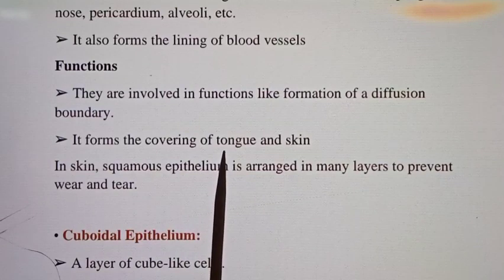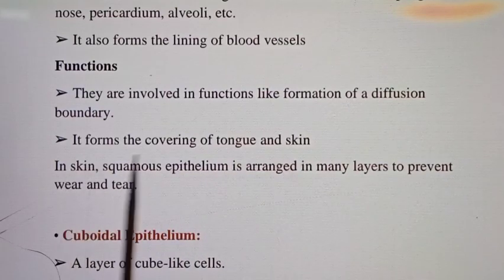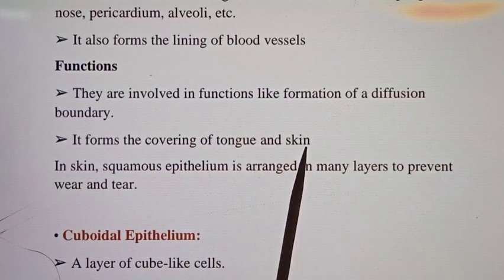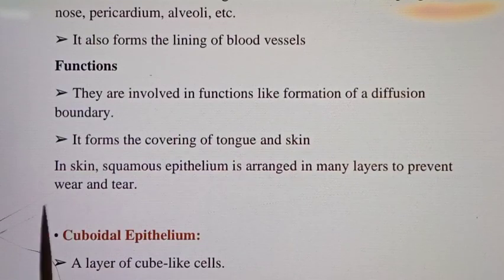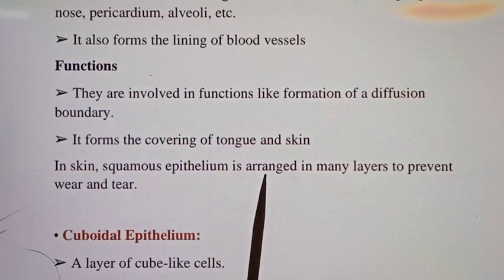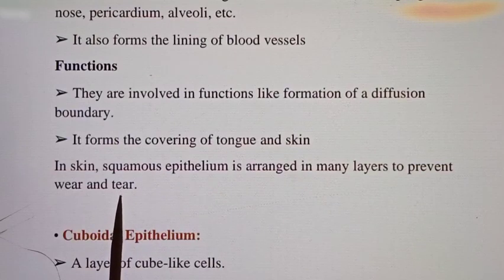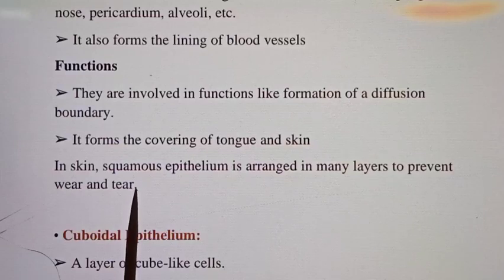It forms a covering of the tongue and skin. That means it is both simple squamous as well as compound squamous epithelium, also known as stratified epithelium. In skin, squamous epithelium is arranged in many layers to prevent wear and tear, which protects the skin from external injuries and can withstand them to the maximum. Okay, next we will discuss the cuboidal epithelium.